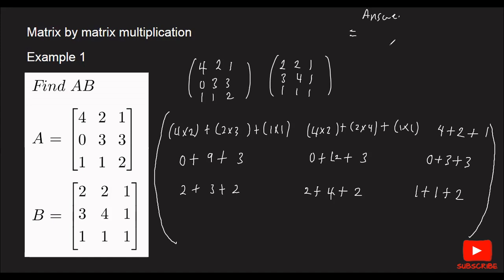Okay, our answer. So if we sum up 4 times 2 is 8 plus 6 plus 1, we have 8 plus 6 plus 1. That is going to give us 15. Then here we have 8 plus 8 plus 1. That's going to give us 17. Here we have 4 plus 2 plus 1. That's going to give us 6. Sorry, 7.